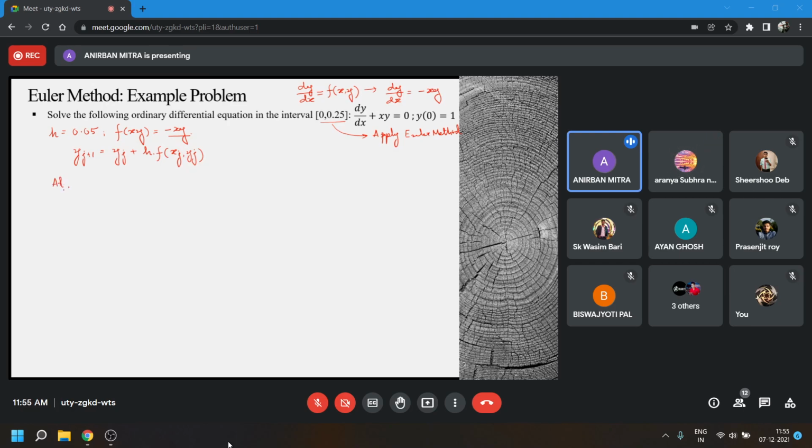Sir, Euler method is basically confined to first order only. Yes. This is a first order method, and that's why the error would be higher here. At x equal to 0, we are provided this value, y equal to 1. This is the initial condition.